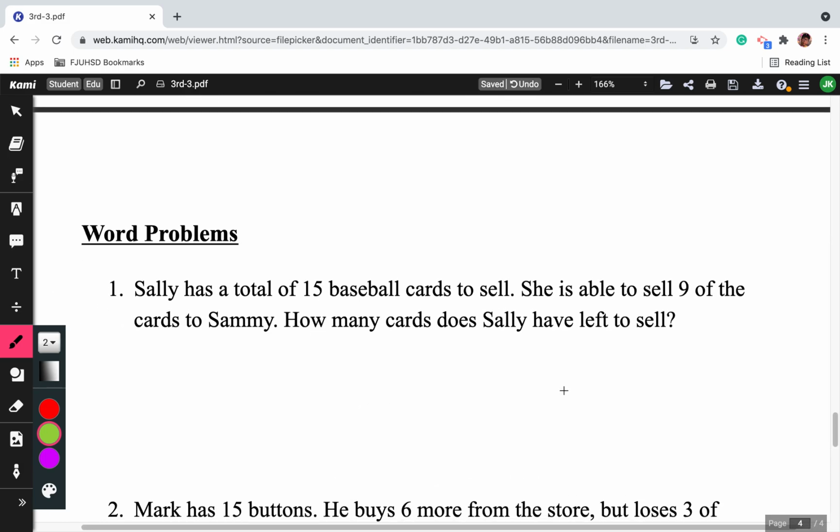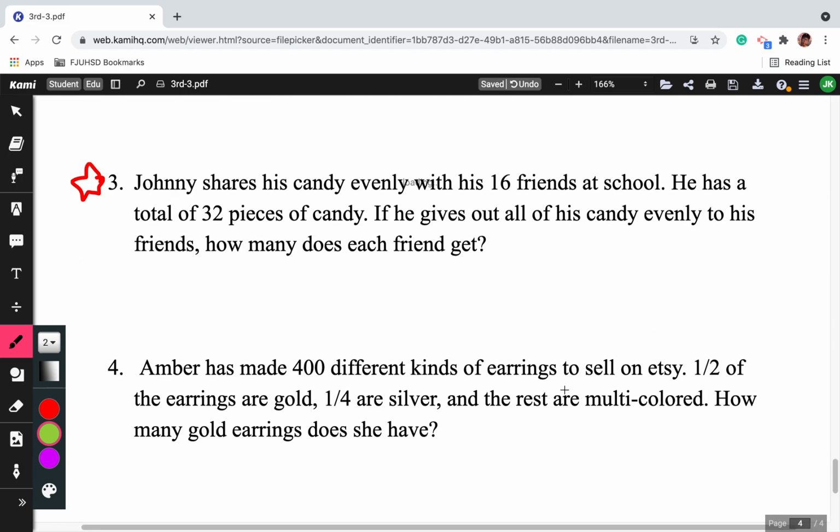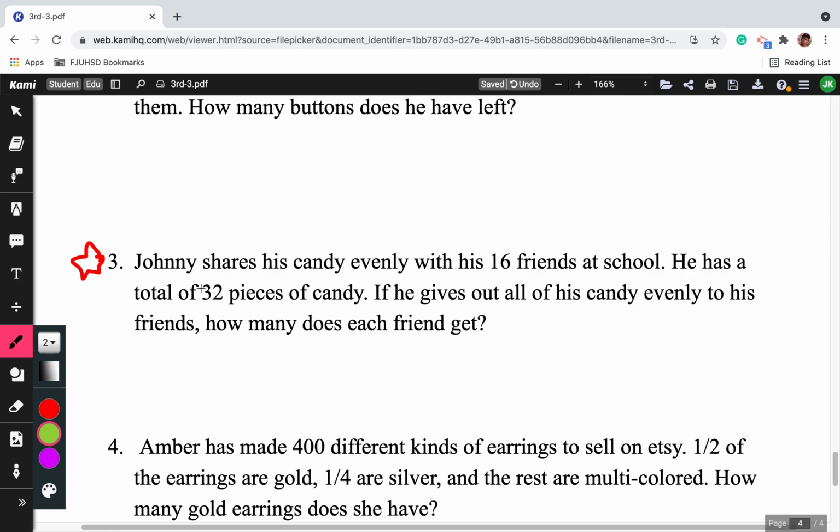Okay, we're going to do a word problem. Johnny shares his candy evenly with his 16 friends at school. He has a total of 32 candy. If he gives out all of his candy evenly to his friends, how many does each friend get?